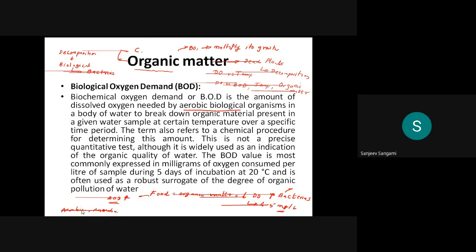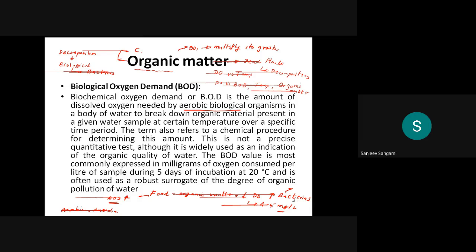So we require in this BOD process only the aerobic biological organisms, or the aerobic bacteria. When the aerobic bacteria are there, they are going to multiply their growth. Maybe today, if two are there, tomorrow it is going to become 8. Then again, it is 16.